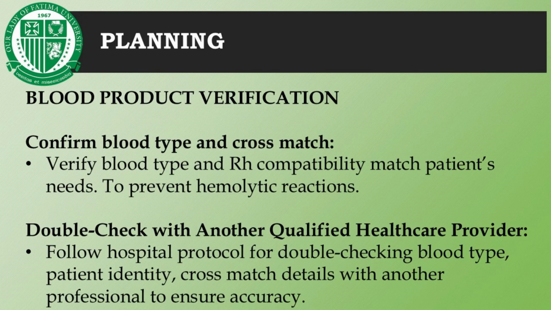Lastly, the nurse should verify the blood product. When verifying, confirm blood type and cross-match. Verify if blood type and RH compatibility match the patient's needs to prevent hemolytic reactions. And double-check with another qualified healthcare provider. Follow hospital protocol for double-checking patient identity and cross-match details with another professional to ensure accuracy.